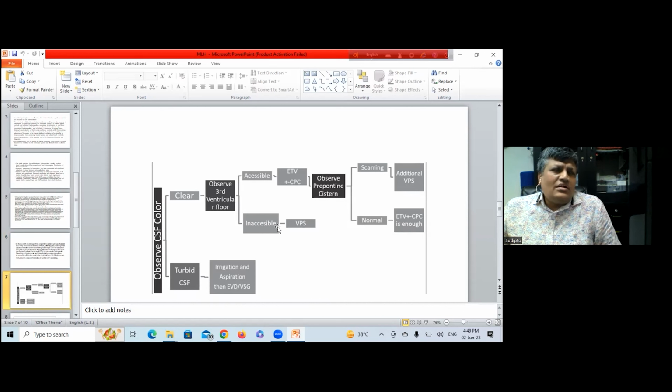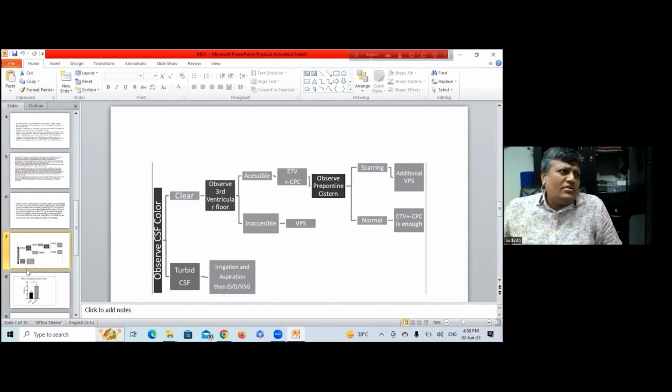If the third ventricular floor is inaccessible, we do a VP shunt at the same sitting. But if the CSF is turbid or the CSF content is not visible, we give only irrigation and aspiration, and if necessary, we do external ventricular drainage or a ventricular subgaleal shunt. The final procedure, that means CSF diversion, is done later.